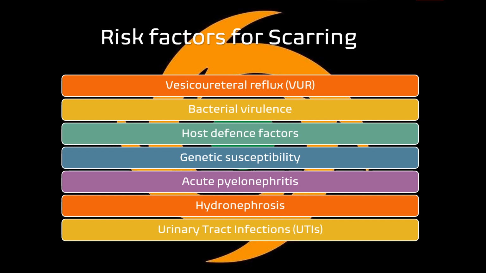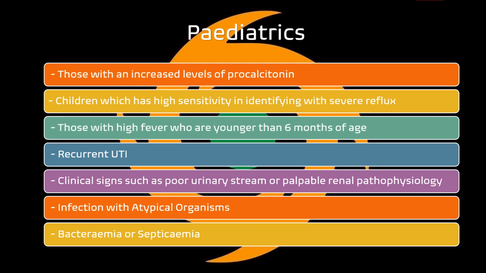So in the context of the risk factors that pertain to scarring, there are several bases. First and foremost, there's vesicoureteral reflux, as mentioned, VUR. There's bacterial virulence. There's host defense factors. There's genetic susceptibility. There's acute pyelonephritis. There's hydronephrosis. And again, there's urinary tract infections, or UTIs.